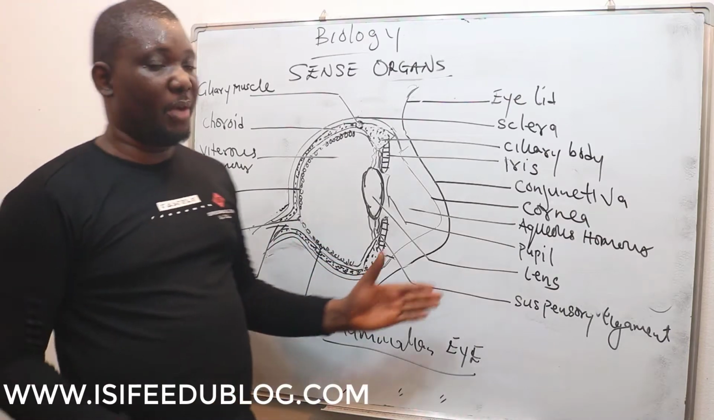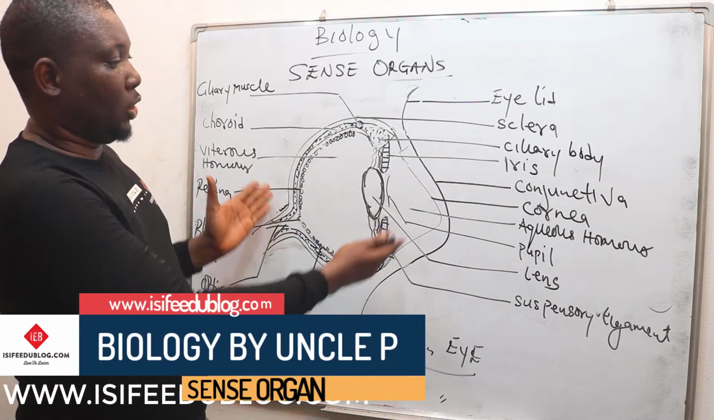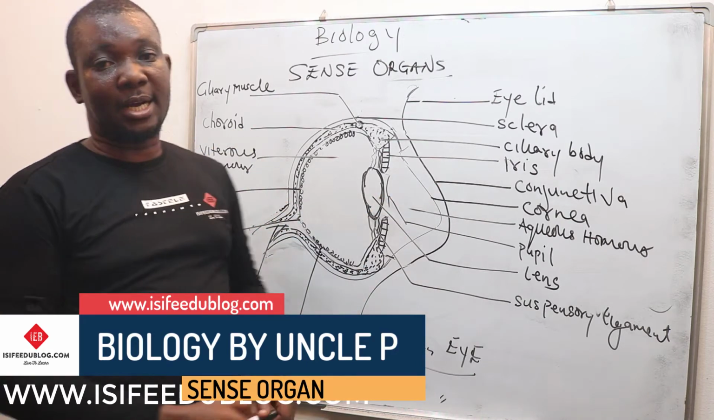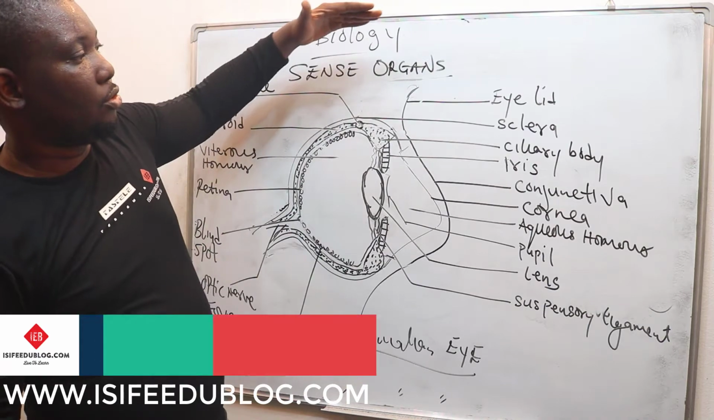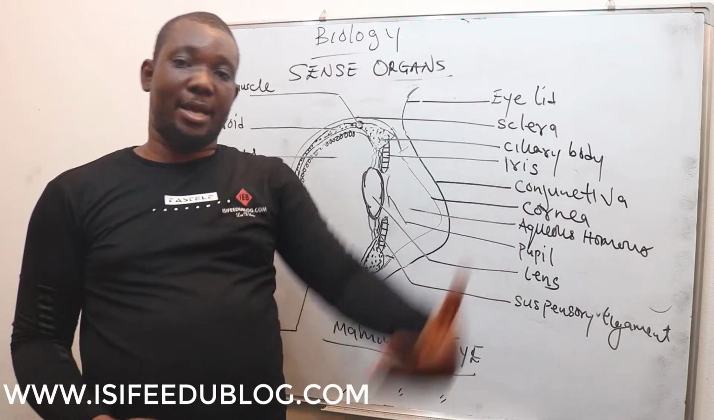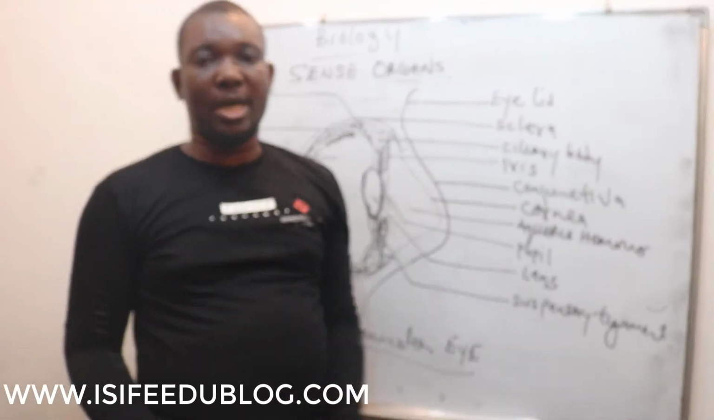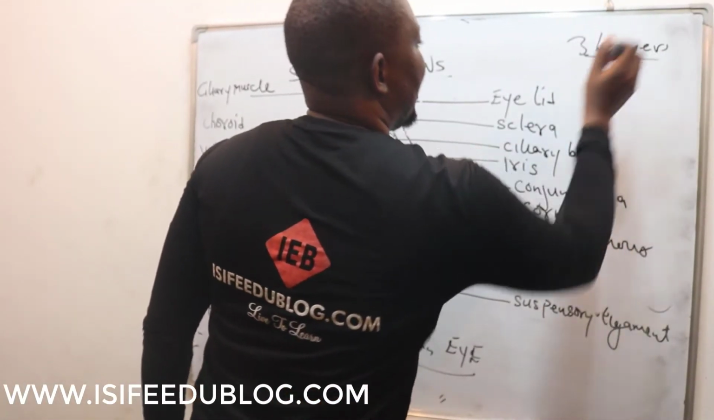Without wasting time, I'm going to be giving you the functions of all the structures of the eye. You must know it. What gave me the clue to put on this diagram the way it should be is because I was able to regionalize the structure of the eye from one layer to the other.